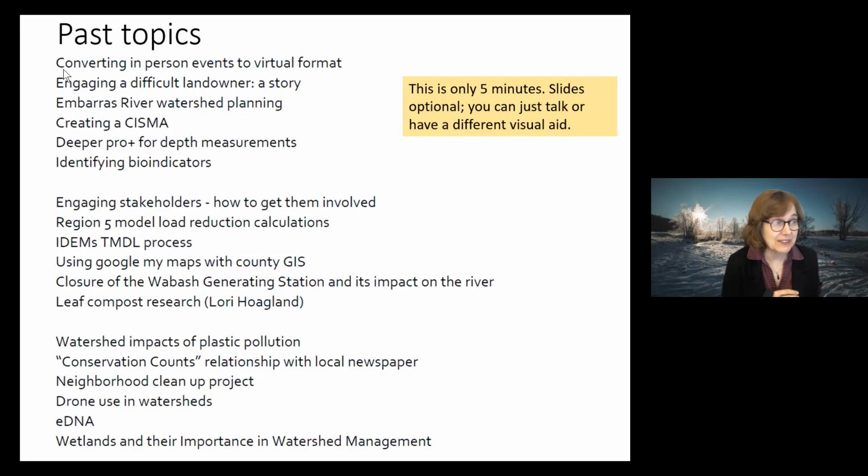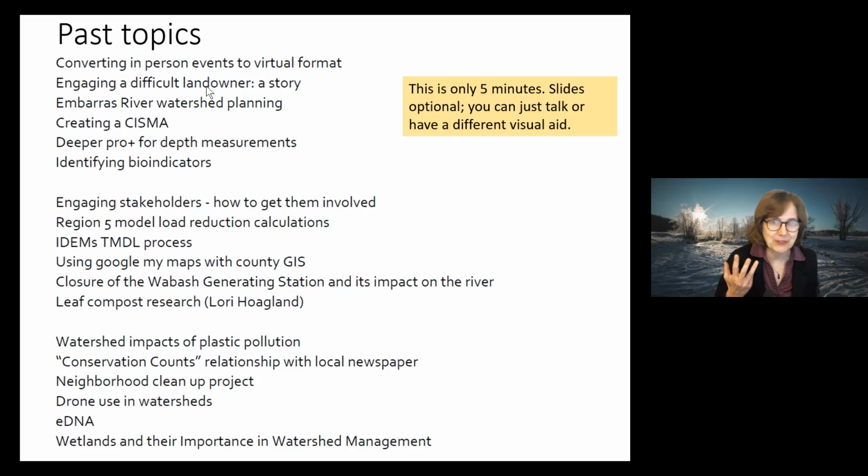This is just a list of some of the topics that people did last year. So I just thought we'd look at it. This is simply to give you ideas, right? They had no basis. That was the first time we did that. Converting in-person events to virtual format. Okay, it's a big topic. We can do something with it in 5 minutes, or you could talk about how you've done virtual events and maybe you were uncomfortable with it before. I think that was the one where she didn't have a slide.